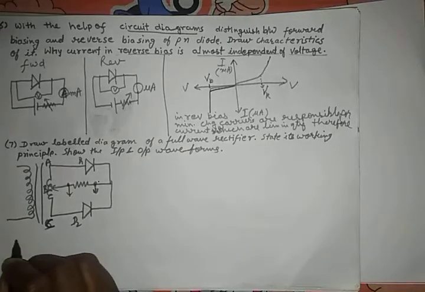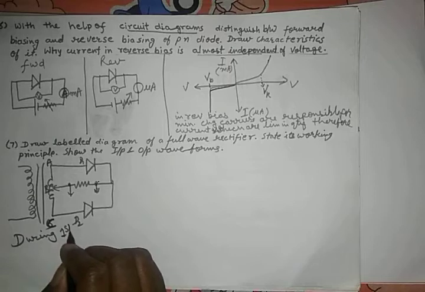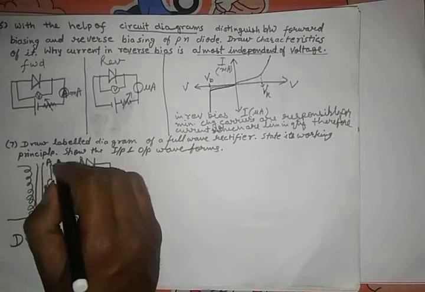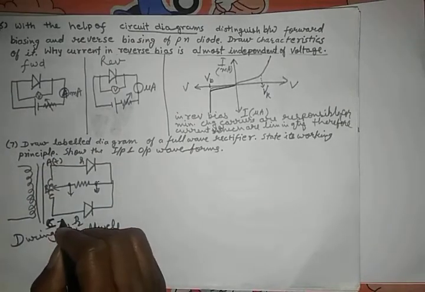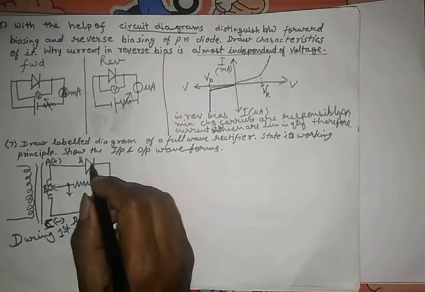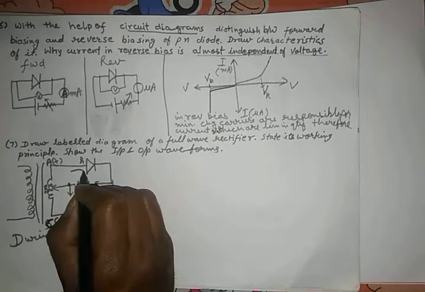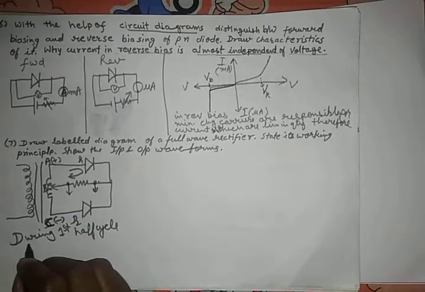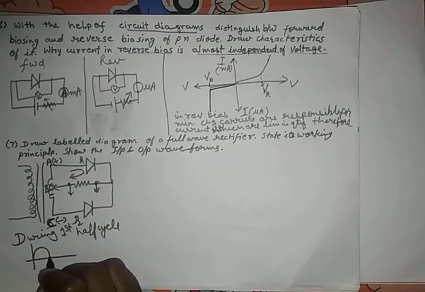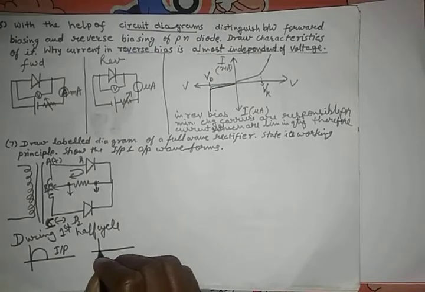So once again, during the positive half cycle, during the first half cycle, A is at positive potential, C is at negative potential. So what happens, D1 gets forward biased and D2 gets reverse biased. So D1 conducts and a positive peak occurs at the output. This is input, this is output.